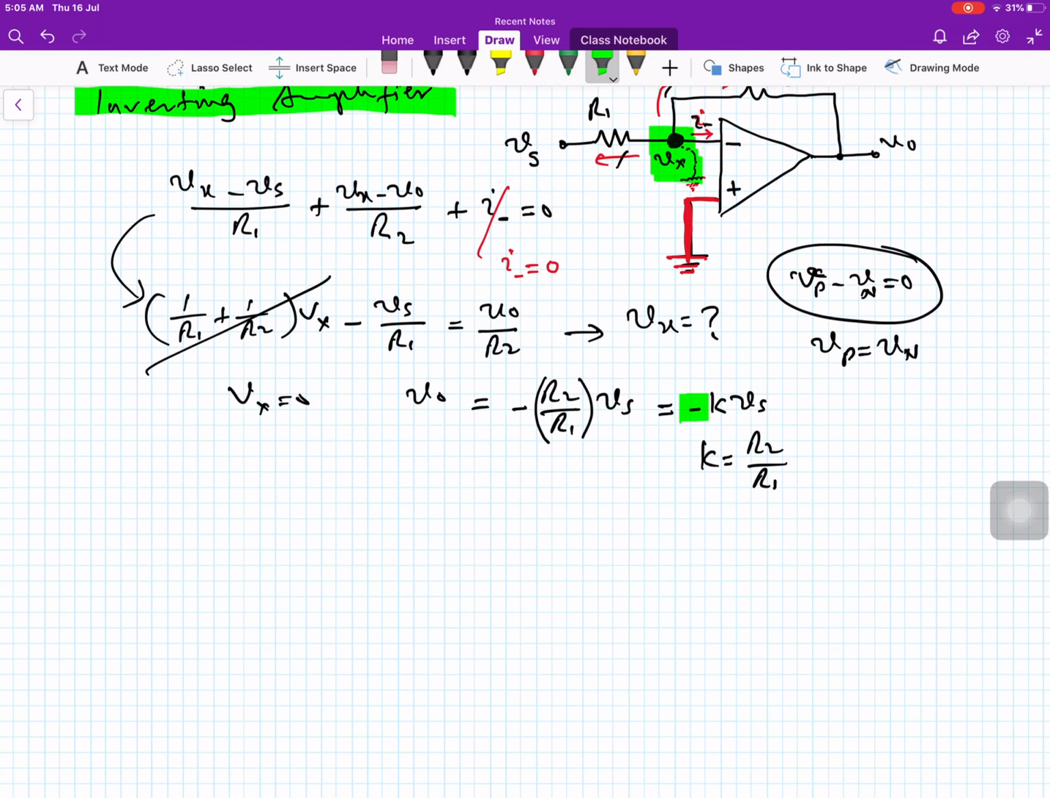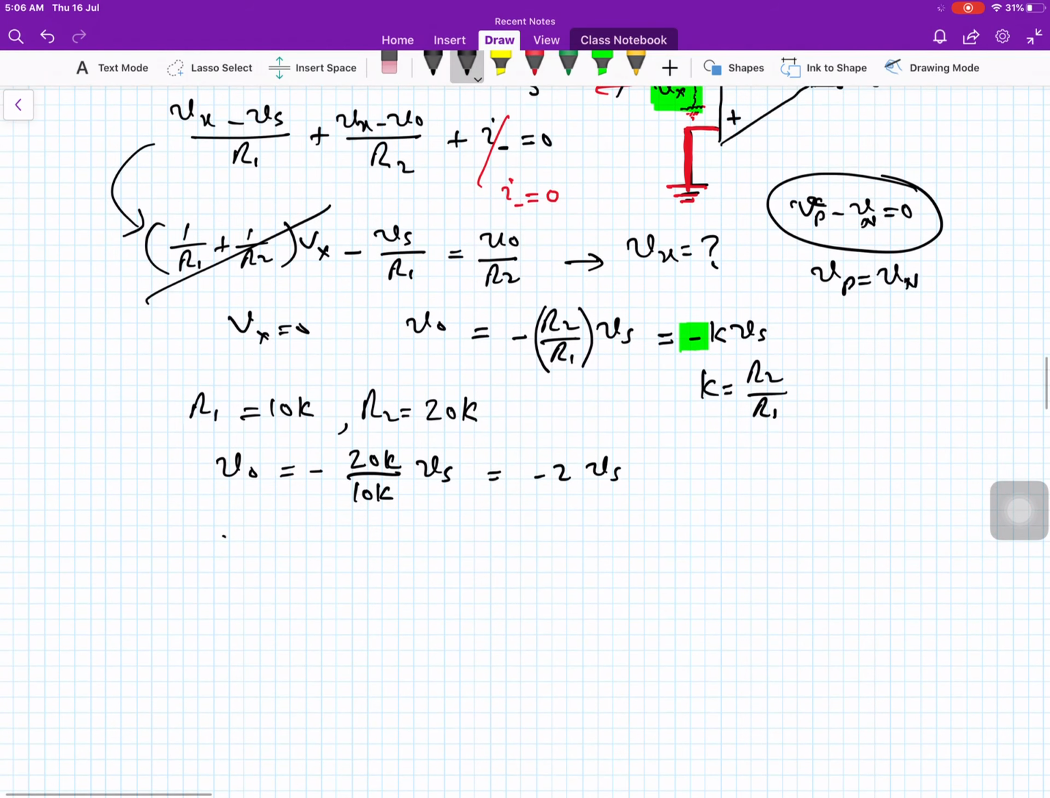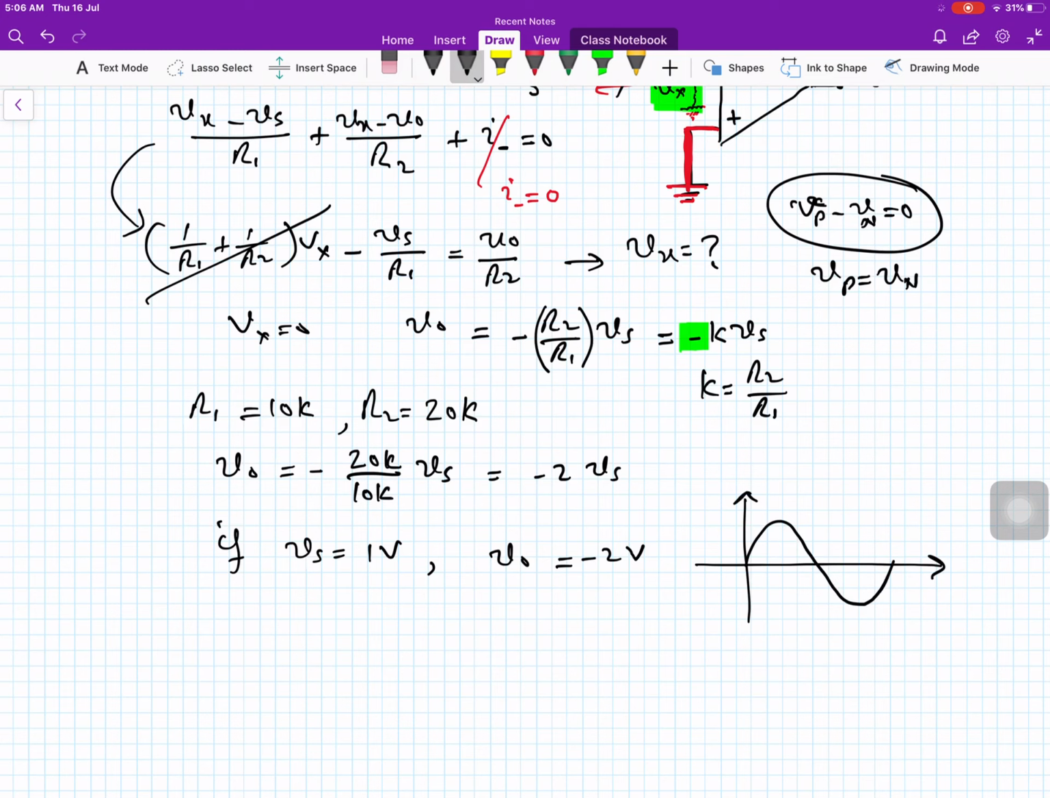Say for example, we have R1 equal to 10K and R2 is say 20K, and V output is minus R2 divided by R1 times Vs, this is minus 2 Vs. So it means that if Vs is 1 volt, Vo is minus 2 volt. And later you will see that if the input voltage is sinusoidal, the output voltage will be minus 2 Vs.